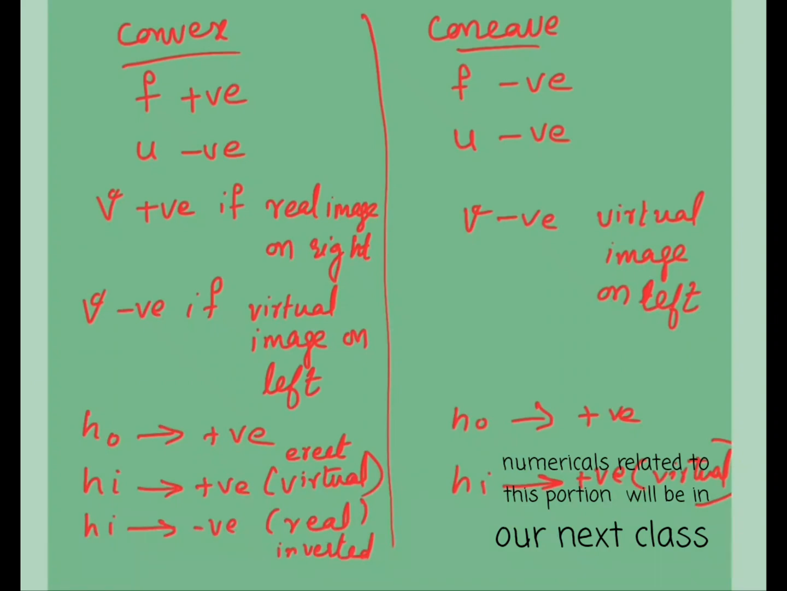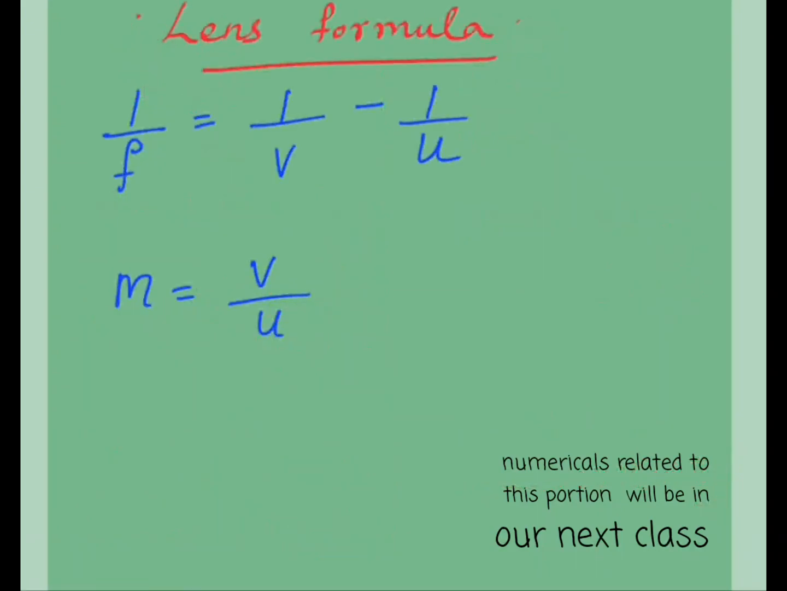Now we'll move to the lens equation, lens formula and formula for magnification. So the lens formula is 1 by f is equal to 1 by v minus 1 by u. Okay, so this is the equation without applying sign convention. So when you are doing the numericals, you have to apply sign convention. F should be positive for a convex lens and F should be negative for a concave lens.